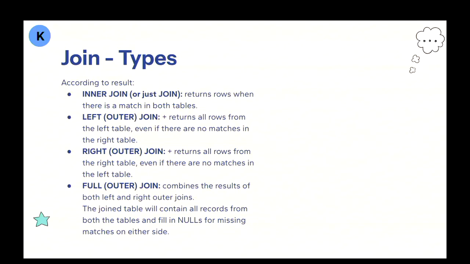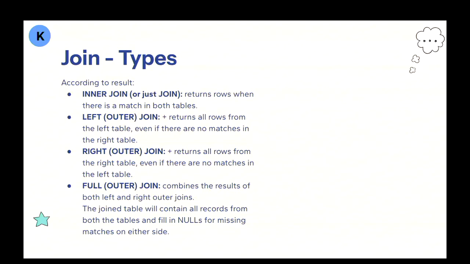According to the result, there are many more different types of joins. The first type is called inner join. If we join two tables together, it will return the tuple when there are exact matches in both tables. So this is inner join. For left outer join, it returns all rows from the left table plus the matched rows on both sides. Even if there are no matches from the right table, it will still return all the rows from the left table. So this is called left join.